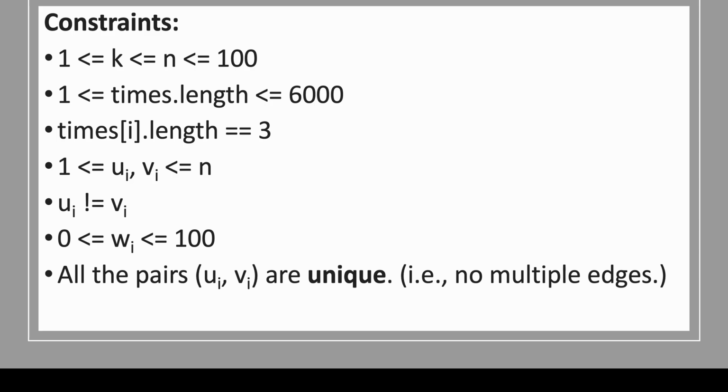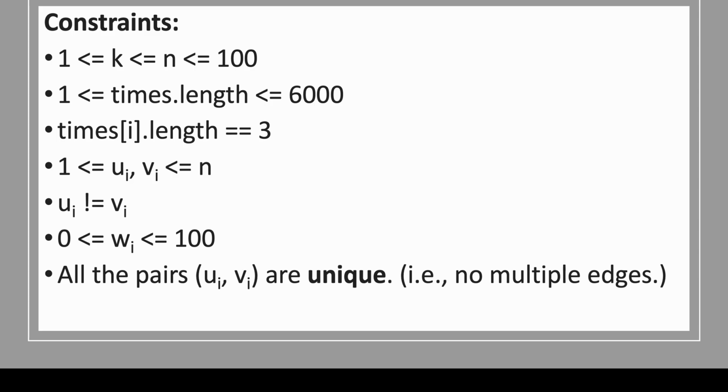The source and destination nodes of any edge will always be different, meaning ui will never be equal to vi, and there are non-negative travel times, meaning the time required to travel between two nodes, wi, will always be between 0 and 100. And if any node cannot be reached from the starting node k, we will return -1, as you saw in example 3. And since n is relatively small, up to 100, but the number of edges can be large, at most 6,000, we need an efficient shortest path algorithm.